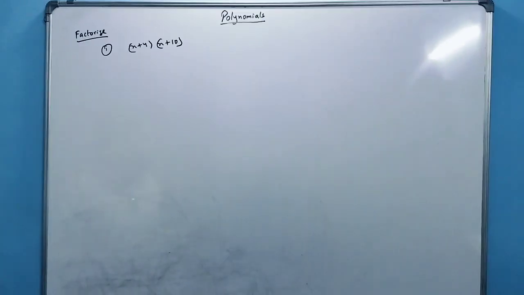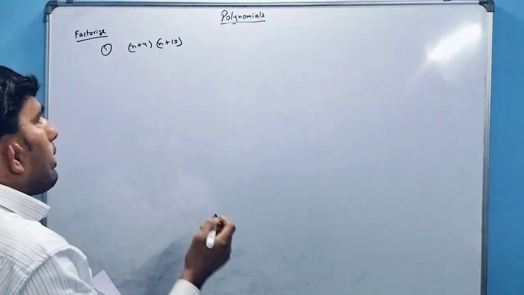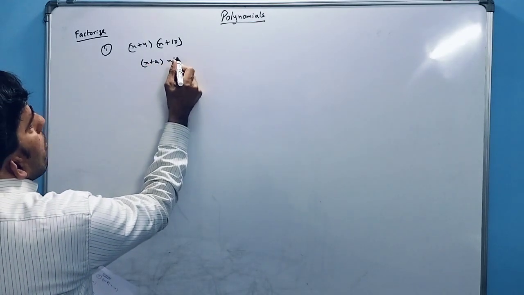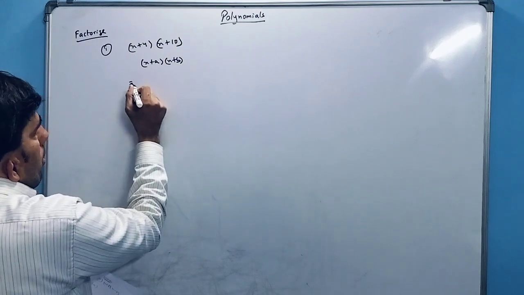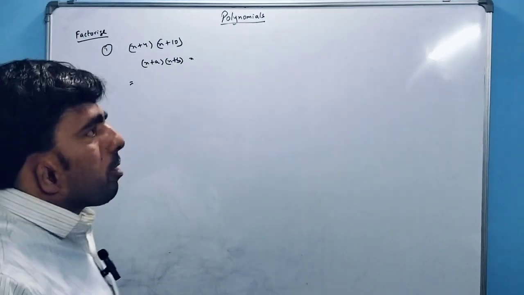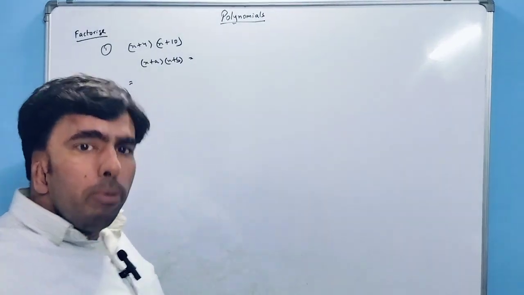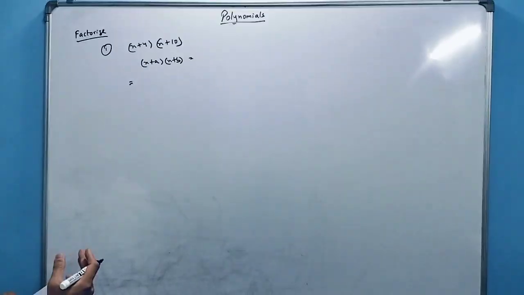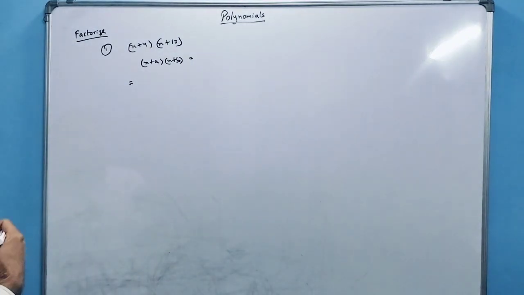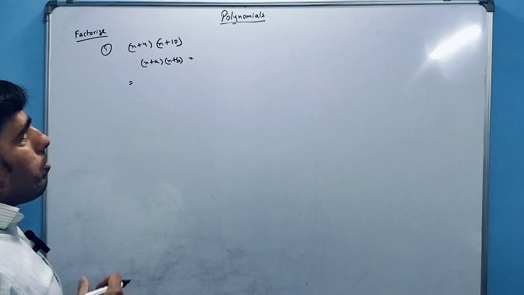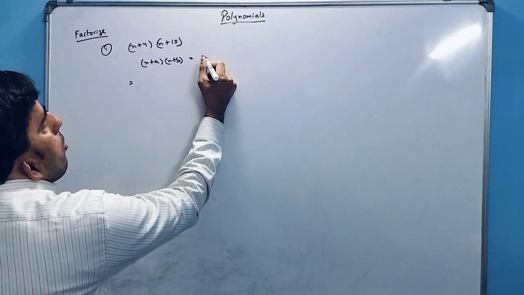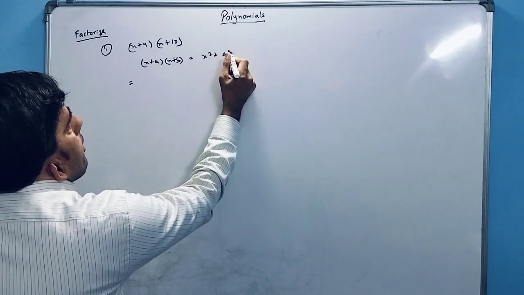Okay, see, in this we'll use the identity, that is (x + a)(x + b). What's that identity? First, the rule says we must write the identity which I am using, then try to solve that numerical. Because the identities are there to make the numerical very easily solved. Now see, its identity is this.